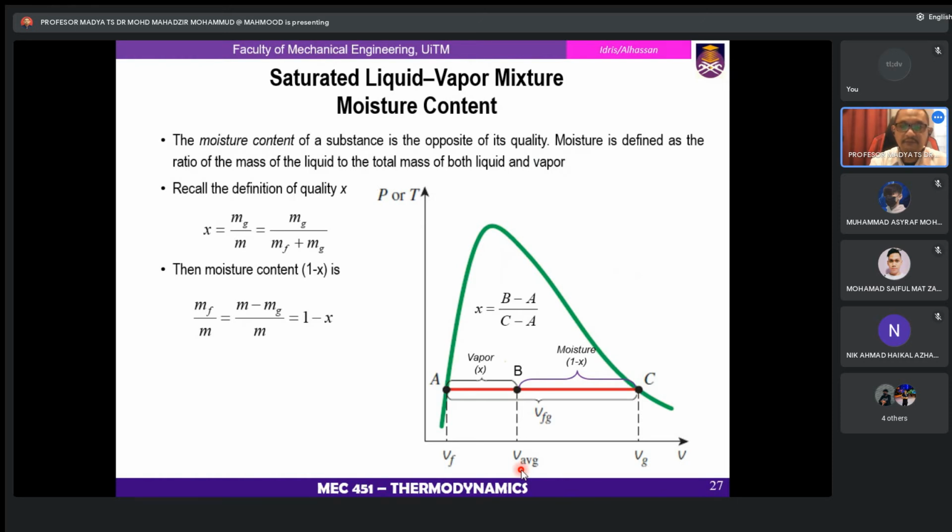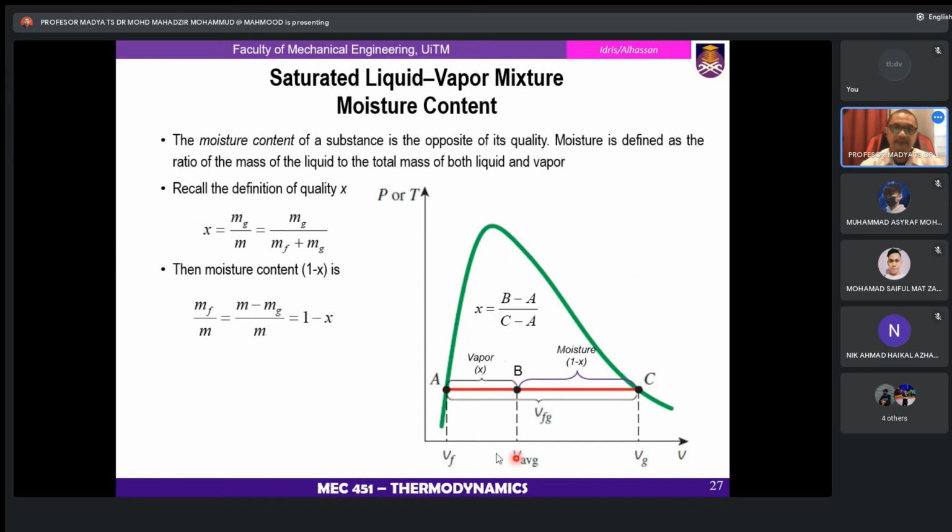So this is the same moisture content as what I said earlier before this. The moisture content of the substance is the opposite of its quality. The concept is quite familiar, but the term, the understanding is different. So the quality and the moisture content are opposite.